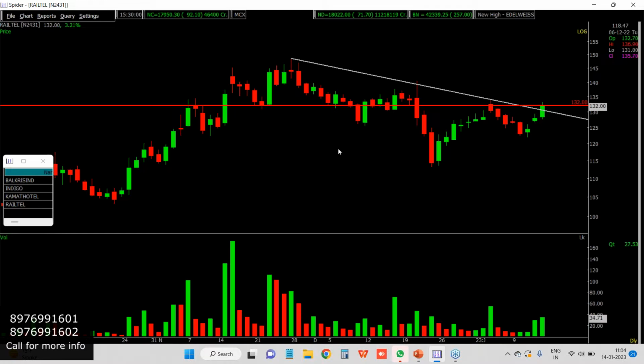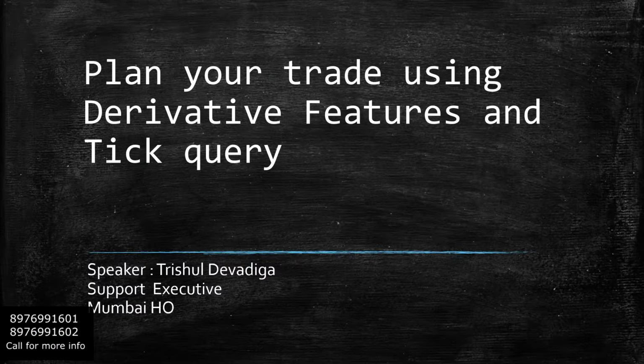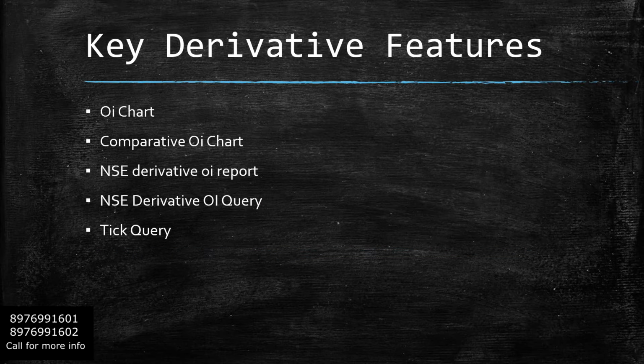Now let's start with the webinar. The topic that we are going to cover today is plan your trade using derivative features and tick query. So first of all, what are the key derivative features in our software if you want to trade in options and futures? First of all, we have the OI chart that we can check.